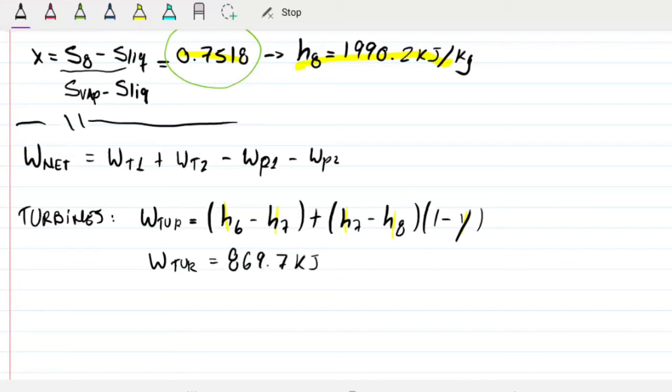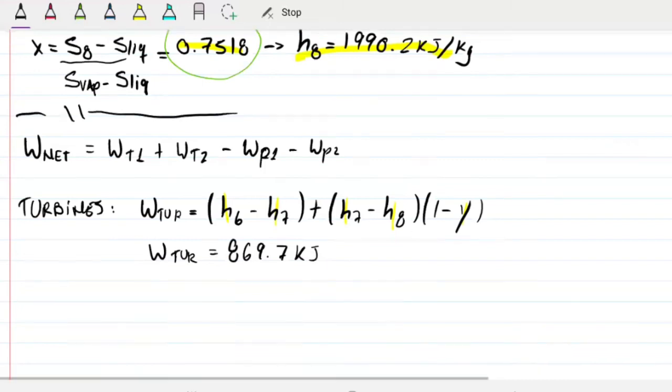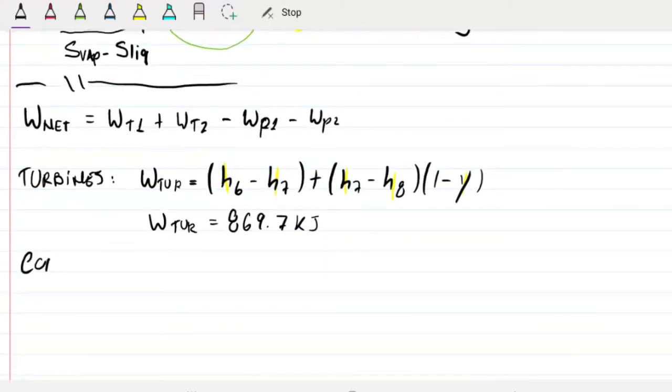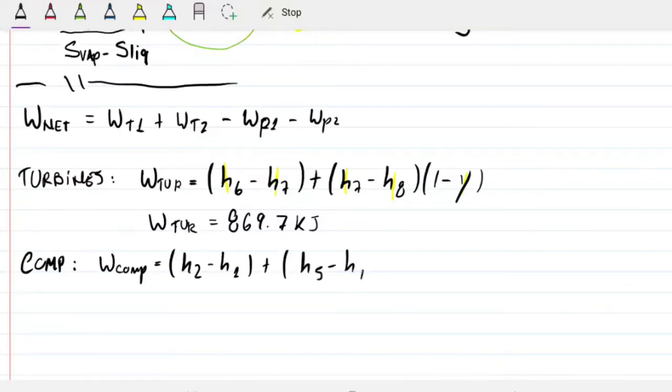Okay, what about the compressors? What do we have for the compressors? On the compressor side, we have, look at the compressors. What do we have? We have going from 1 to 2, and we're going from 4 to 5, right? So we're going from 1 to 2, plus going from 5 to 5. Okay. Is this correct? Is there anything that I need to do? Can I move on?